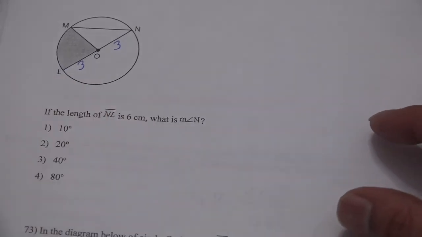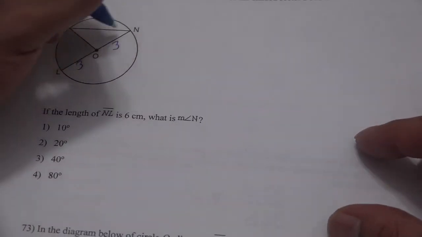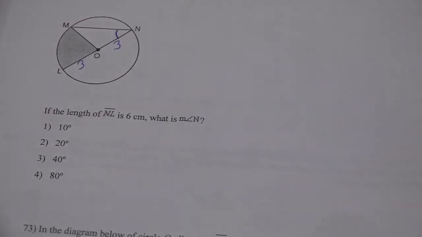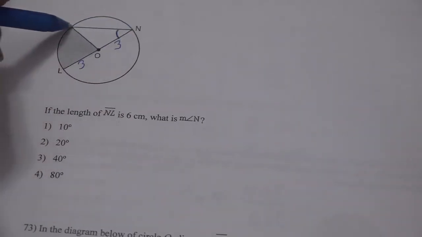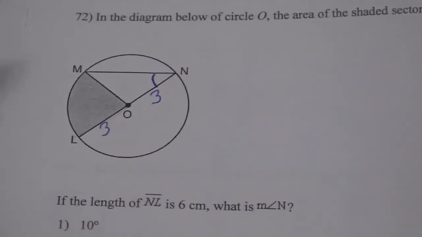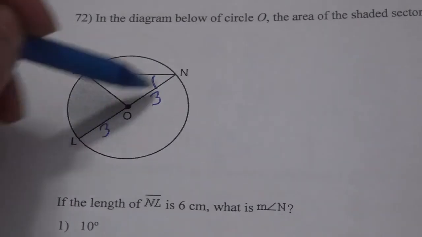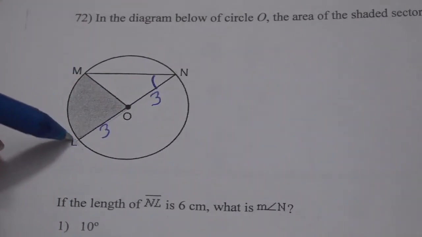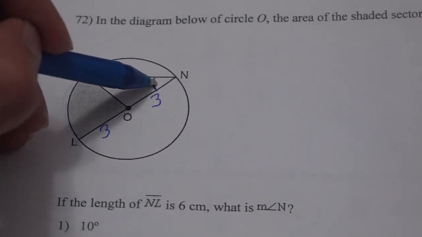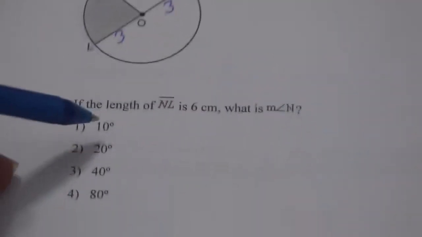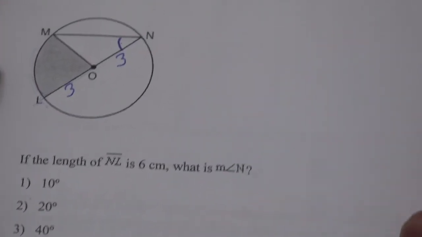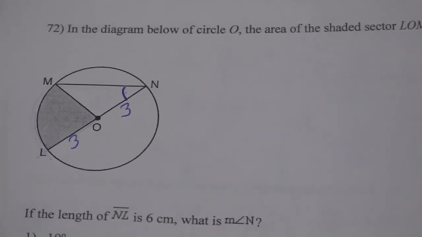What is the measure of angle N? Oh, okay. Angle N. They want to know this measure right here. Well, easy. I know that this is an inscribed angle. So whatever this measure is in degrees or in radians, this is going to be half of it. The choices here are in degrees. So I already know that I'm going to use degrees. Got it? Okay.